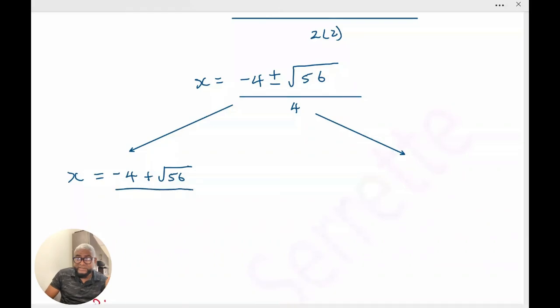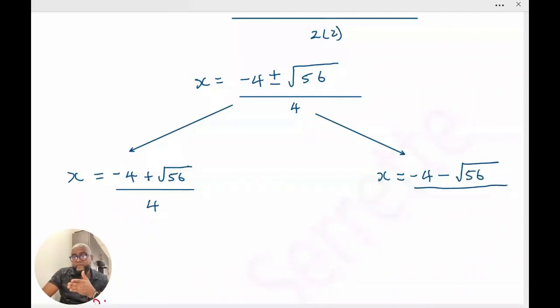These things are easy, you know. These things are food. You just have to remember the process. If you don't remember the process, the food won't be food. So it will be -4, and then you know you're using the minus on this side, minus the square root of 56 all over 4.